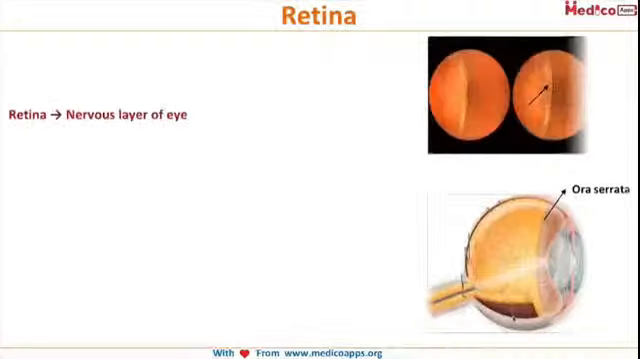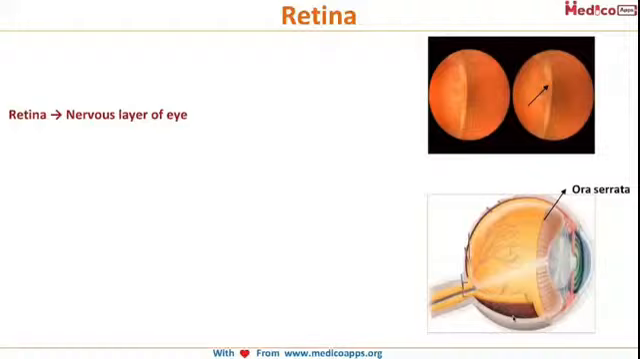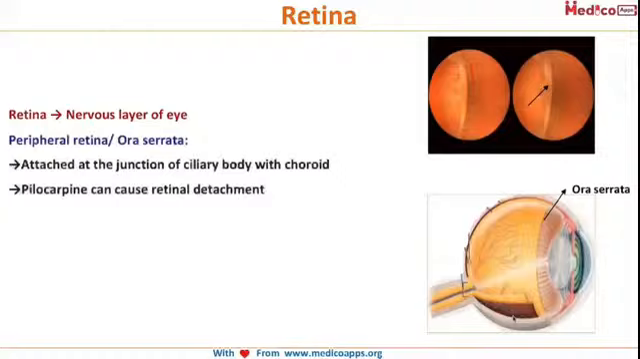The retina, the most beautiful structure of the eye, is the nervous layer of the eye, that is, it is the heart and soul of the eye. So, the peripheral retina that you are seeing over here, this ridge-like structure, is called the ora serrata. The peripheral retina is called the ora serrata, and it is attached to the ciliary body, where the ciliary body and choroid meet.